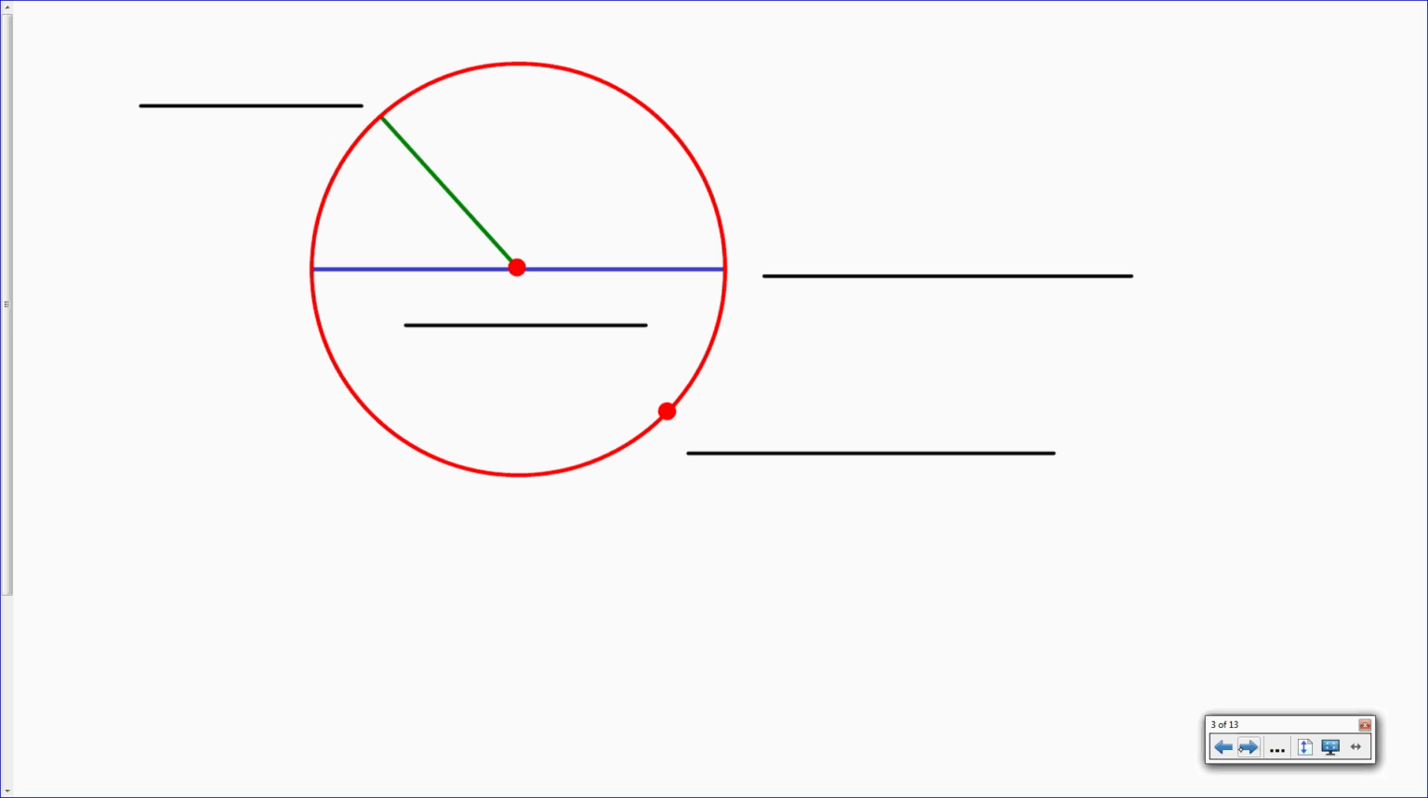So let's look at this diagram here. Take a moment and see if you can label everything on this circle. When you're done, turn your computer back on.